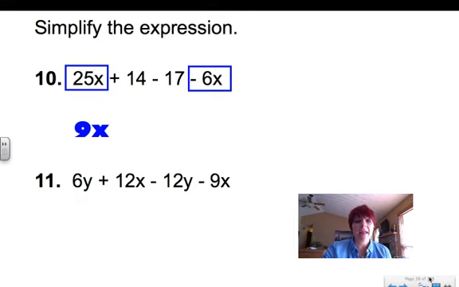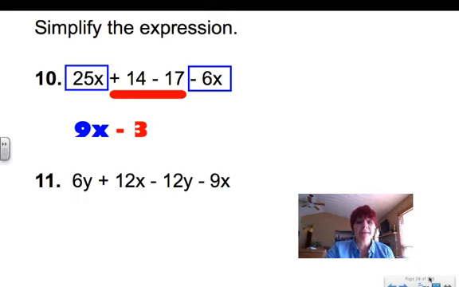Next we would take the last two like terms, and that would be positive 14 minus 17. Those are also like terms, even though they're constants and they do not have a variable after them. If we add those together, we would get negative 3. So your final answer for number 10 would be 9x minus 3.